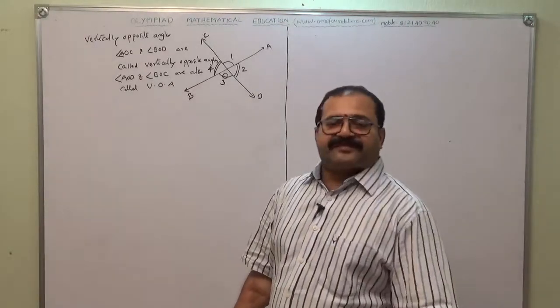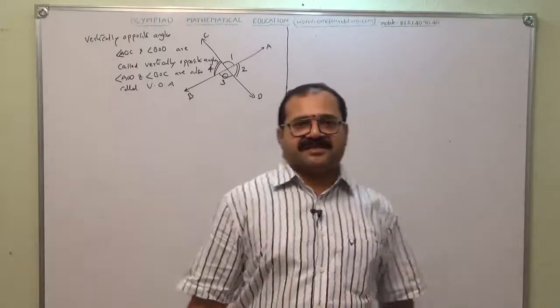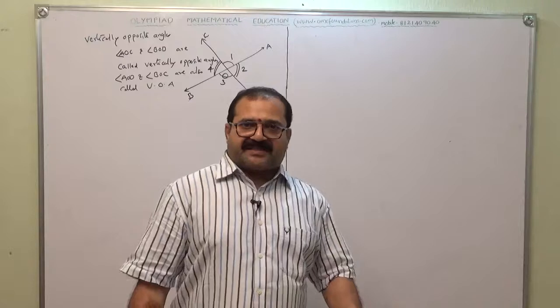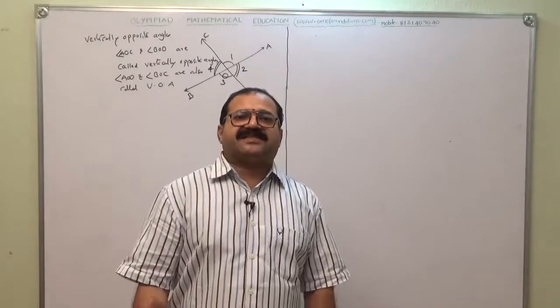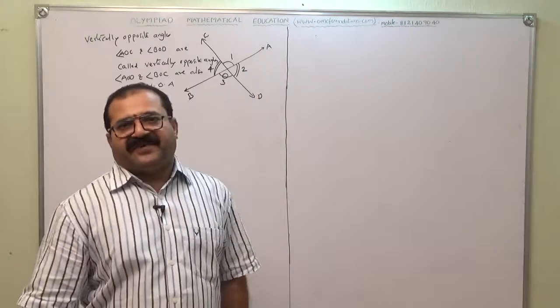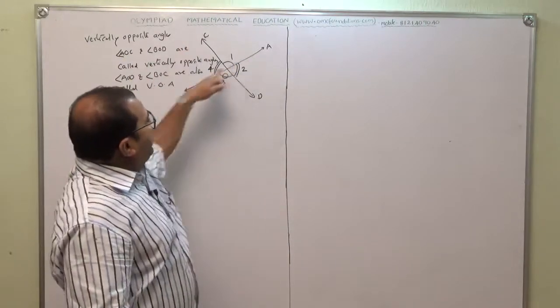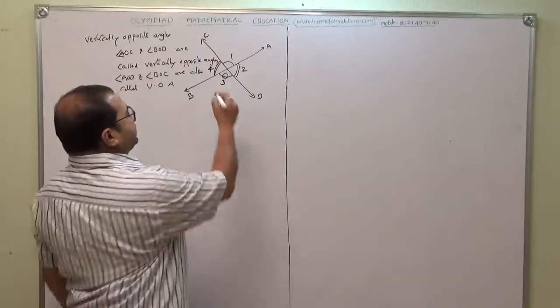Let us learn the continuation of yesterday's class, that is, vertically opposite angles are equal. First of all, let us define what vertically opposite angles are. Two straight lines AB and CD intersect at O.